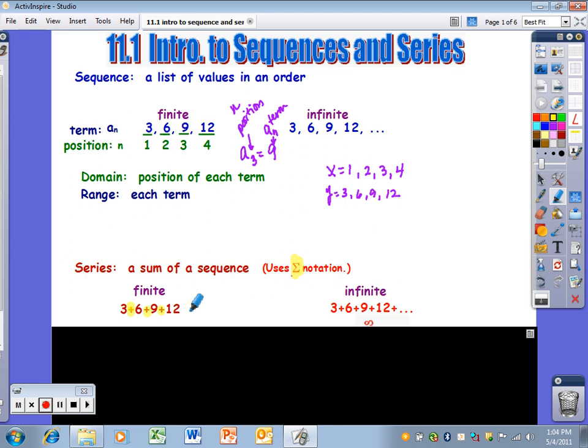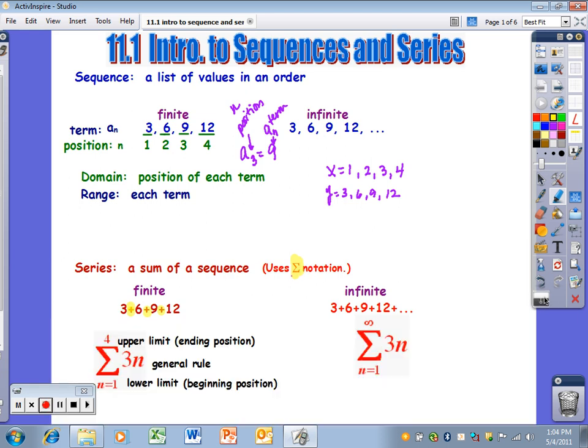Now that's how you expand a series when you write it out. If we want to use our sigma notation, this is what we do. Notice I have my sigma, and then I have n equals 1 to 4. All that is my position, my counter. I have 1, 2, 3, 4 terms. So that is my position from 1 to 4 terms. Then, on this side of sigma is my general rule, which we will discuss in a little bit as to how to generate those rules.